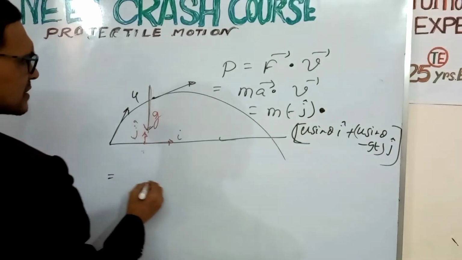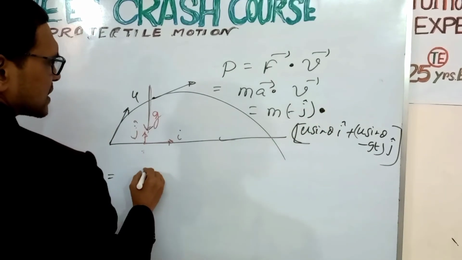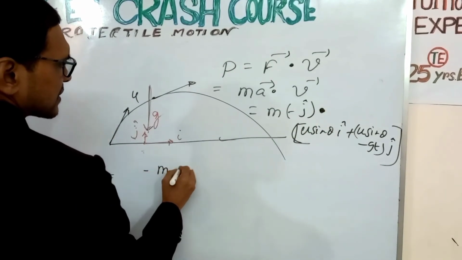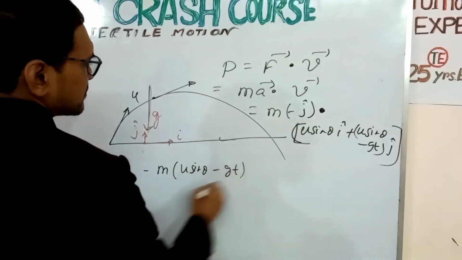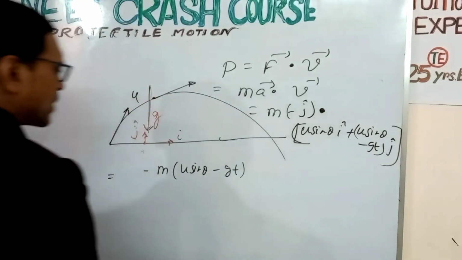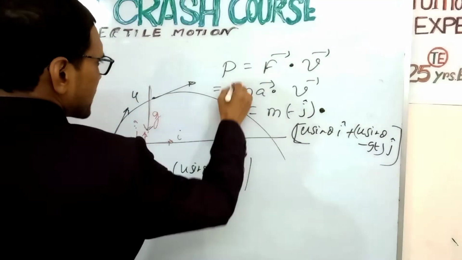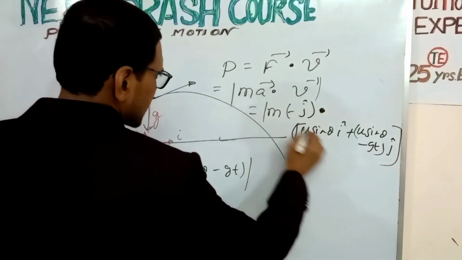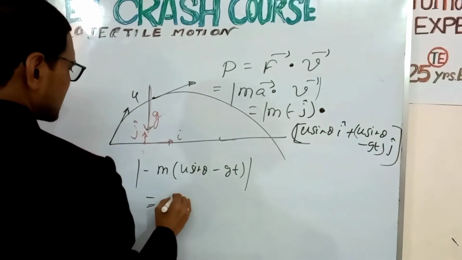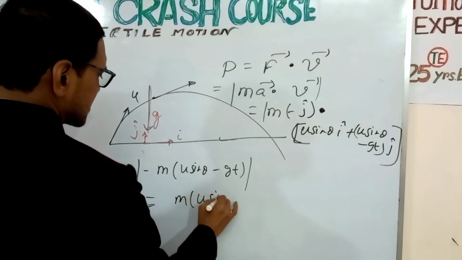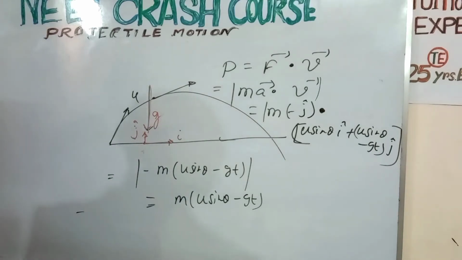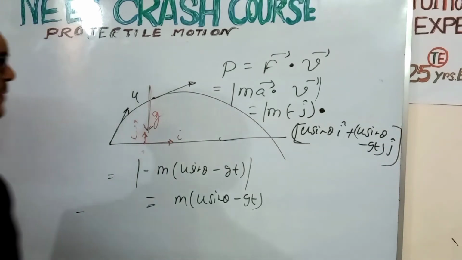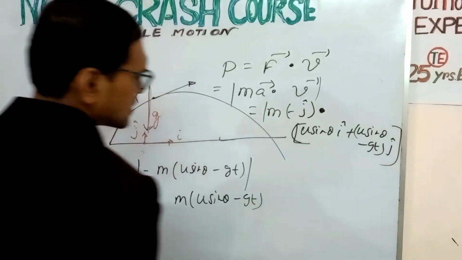So we get j dot i equal to 0. So we get the result minus m (u sin theta minus gt), because j dot j equal to 1. So we have to take the magnitude, because power cannot be negative. So this is the result. This is the power. Just apply F dot v, velocity at any time equal to this.